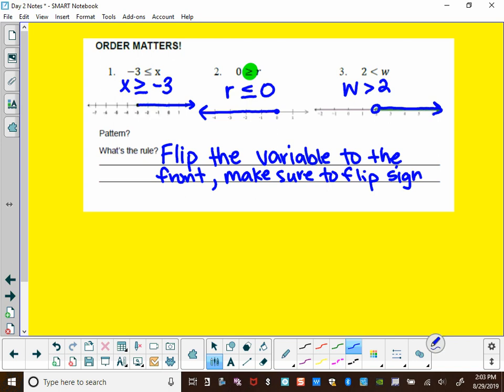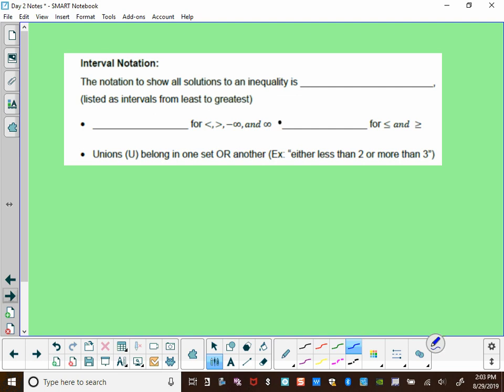Did you guys do interval notation before? Maybe a little bit? I think you guys did set builder. Does that sound familiar? Set builder does. All right, interval notation. The notation to show all solutions in an inequality is interval notation. It is a way that we talk about the graph in math terms. You always want to go from least to greatest.